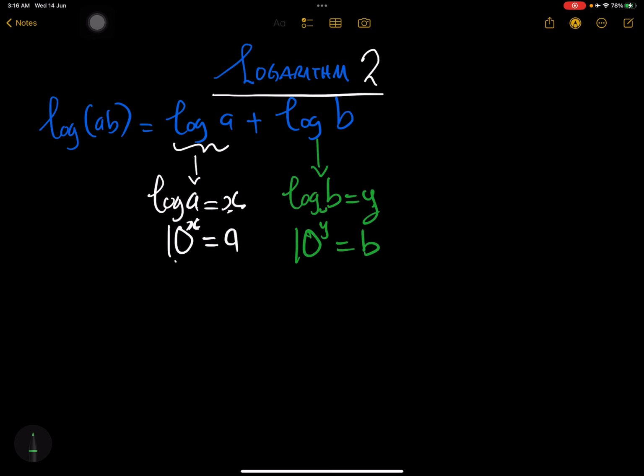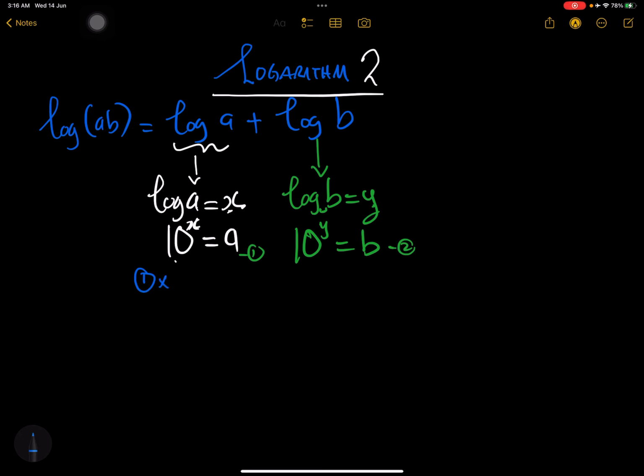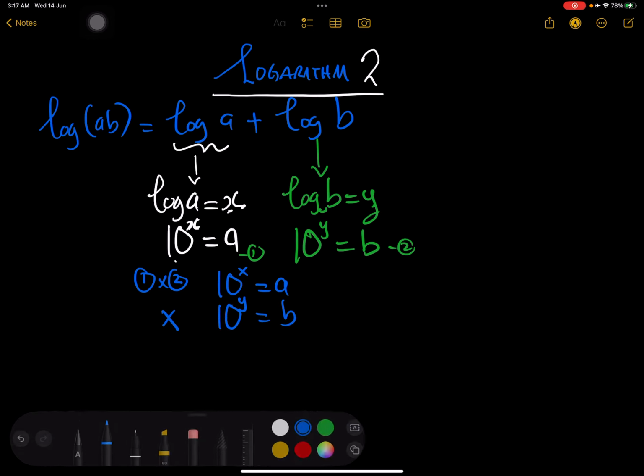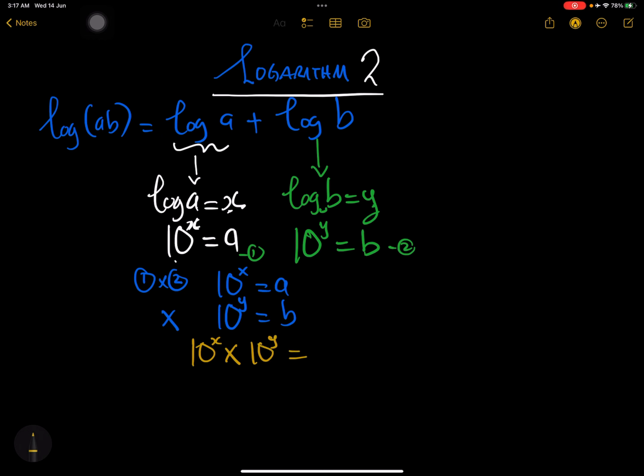Now, this is equation 1, and this is equation 2. Let's multiply equation 1 by equation 2. What it will mean is that we have 10 to the power x, which is a, multiplying 10 to the power of y, which is b. So what do you think we're going to get? We're going to get 10 to the power of x multiplying 10 to the power of y is equal to a times b.